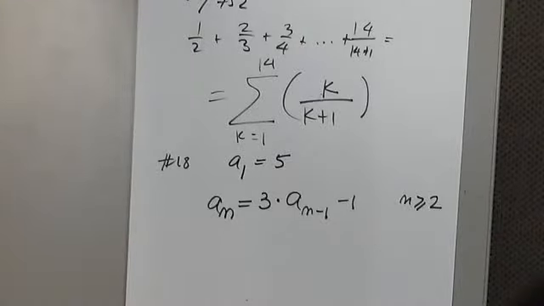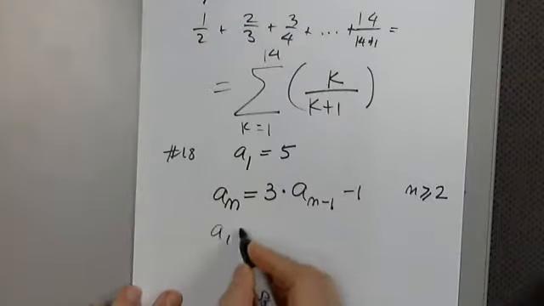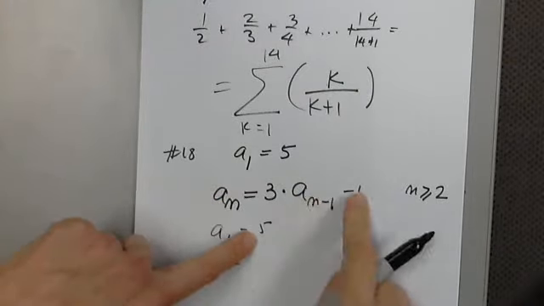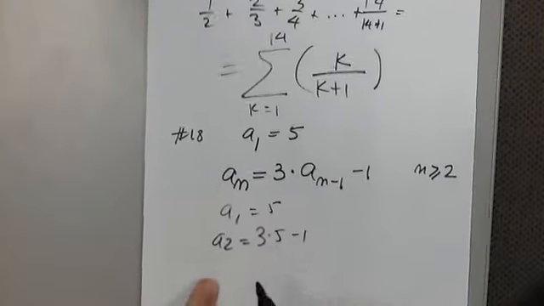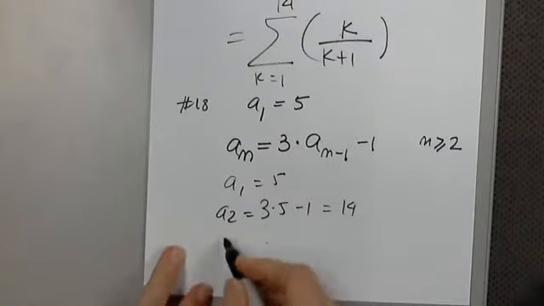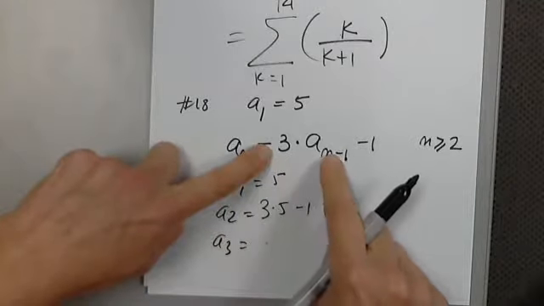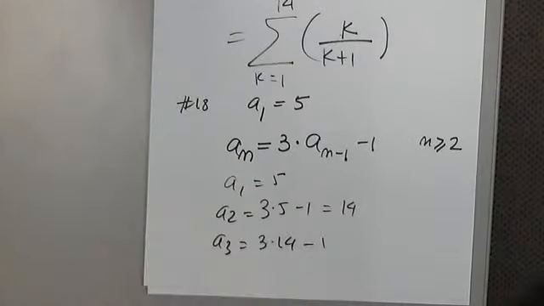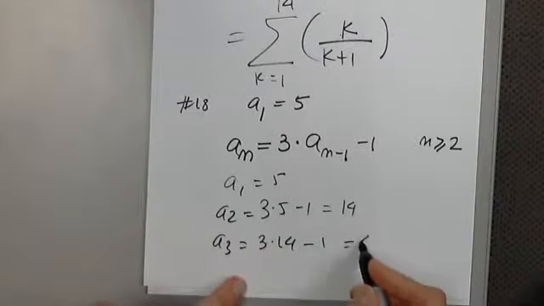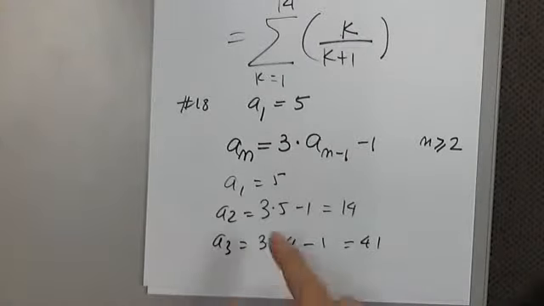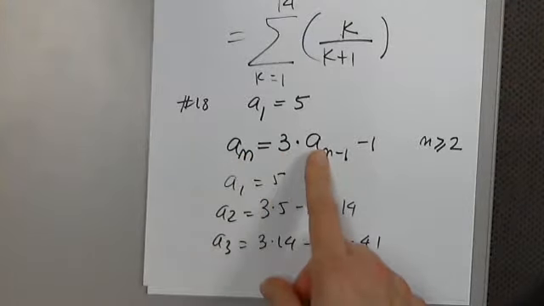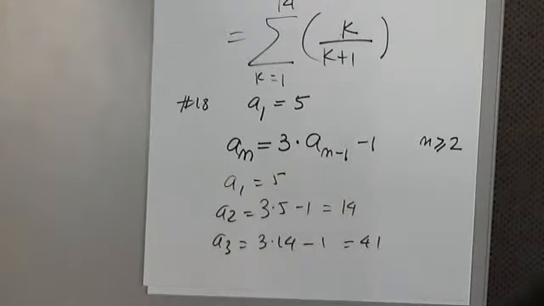So if I want to list A1, which is 5, and A2 will be 3 times 5 minus 1, which I calculate to be 14, and then A3 will be 3 times the previous term, which I just determined, minus 1. And likewise, a sub n plus 1 would be 3 times a sub n, minus 1.